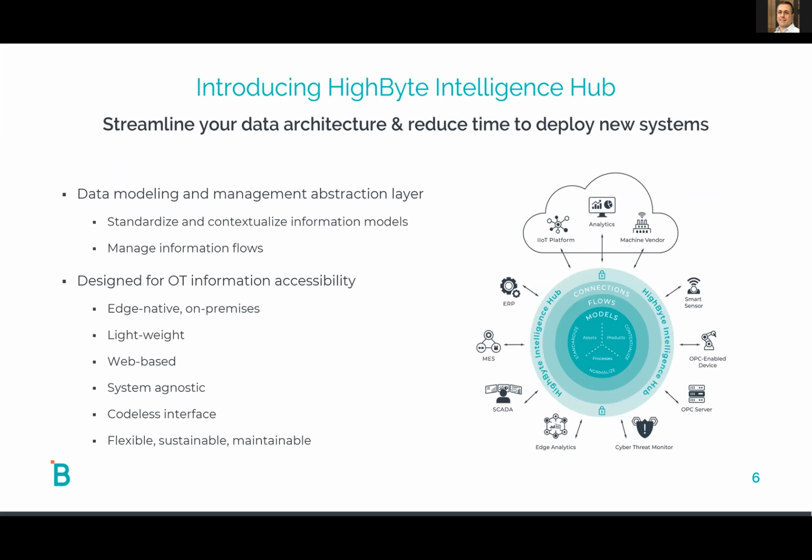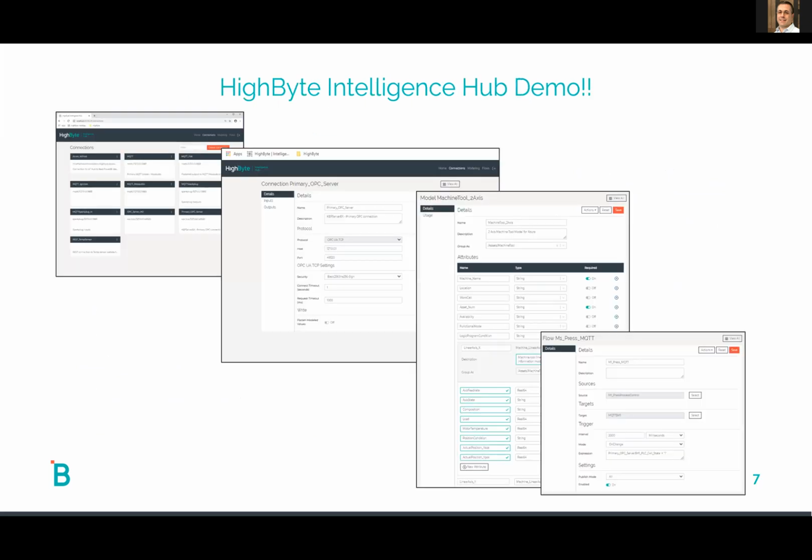So we've developed the HighByte Intelligence Hub to streamline your data architecture and ultimately scale your industrial data to IT systems. This combines connections with models to standardize and align the information. The Intelligence Hub was designed to be deployed and maintained by the OT team, accelerating systems integration and providing a platform to manage your industrial data infrastructure. I'm now going to turn this over to Aron, who's going to go through how these concepts are put into practice with the HighByte Intelligence Hub.